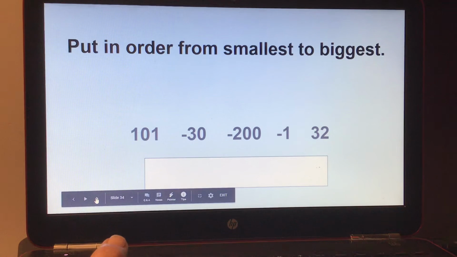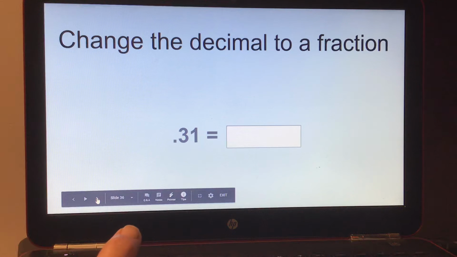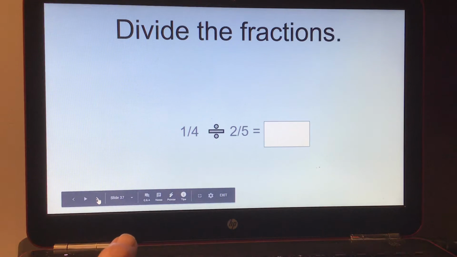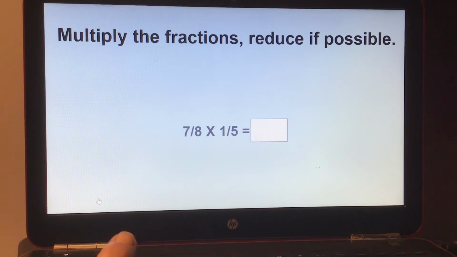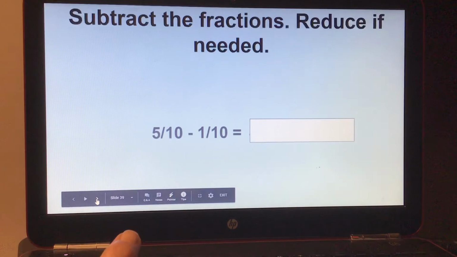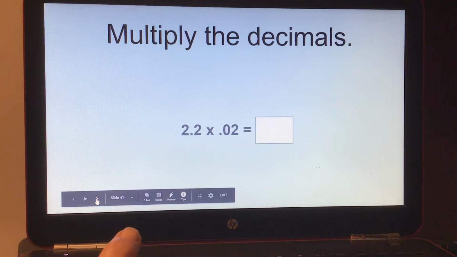Put in order from smallest to biggest. Which fraction is bigger? Change the decimal to a fraction. Divide the fractions. Multiply the fractions, reduce if possible. Subtract the fractions, reduce if needed. Solve the word problem. Multiply the decimals.